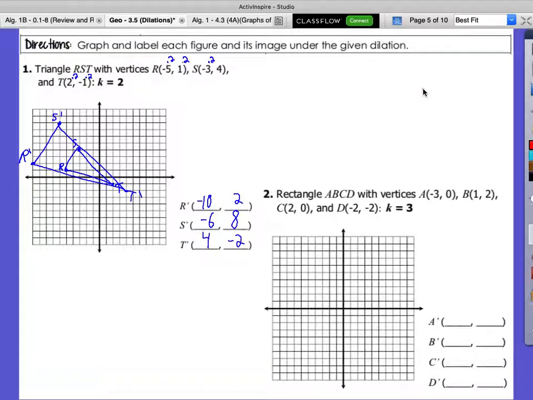Casey, come here, please. Okay, so negative 3. Yeah, that's right. I'm confused. Oh wait, no, that's right. 6.